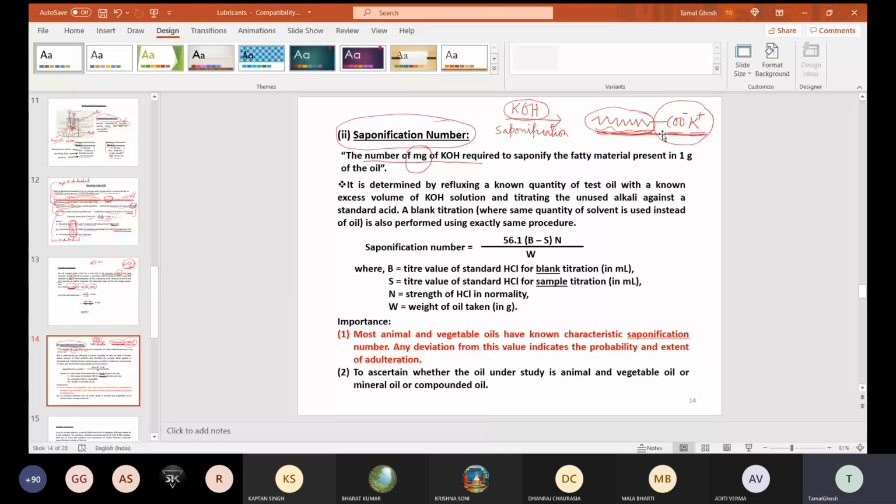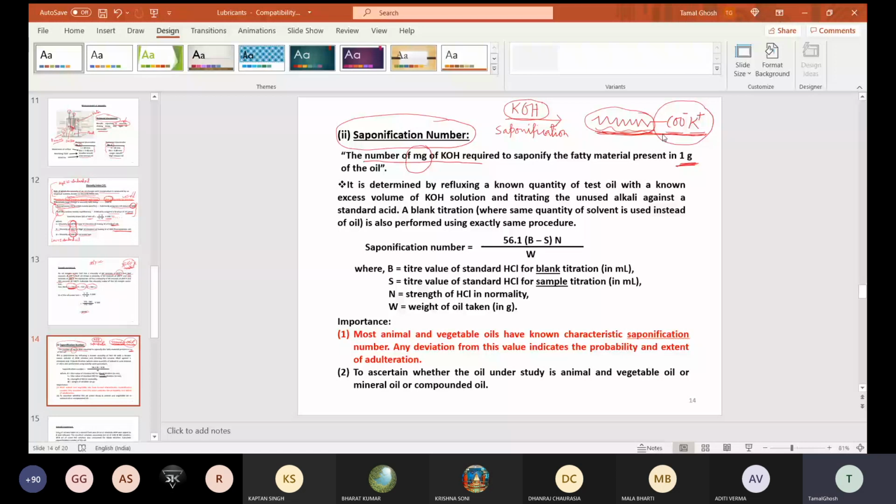So writing anything will not be helpful to bring your marks. What you are writing should be proper. It is the number of milligrams of KOH, potassium hydroxide, required to saponify the fatty material present in 1 gram of the oil. That is the definition of the saponification number.